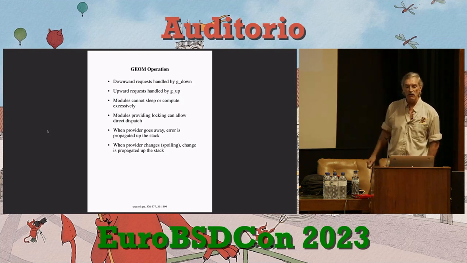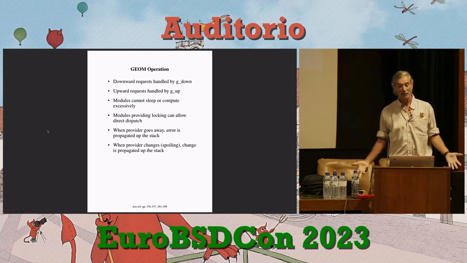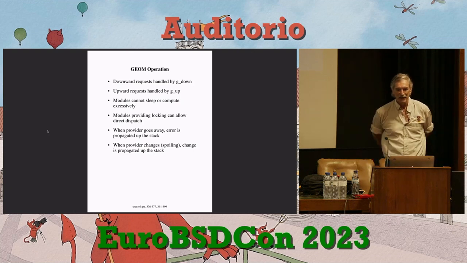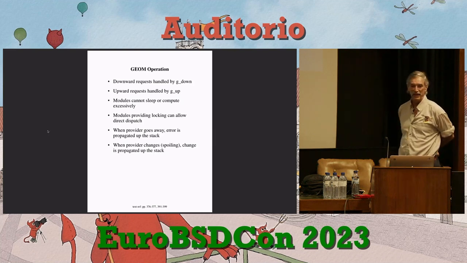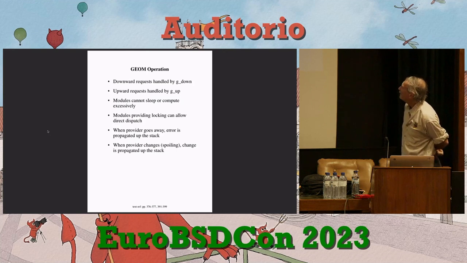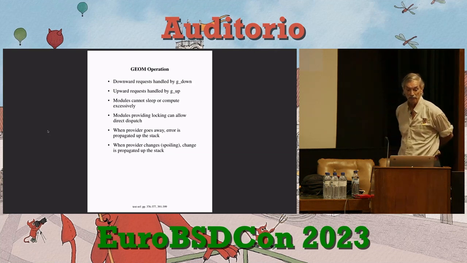Two things that came from this. One is that modules couldn't go to sleep, because if they went to sleep, they would go to sleep with the G down thread and everything would come to a screeching halt. So you really don't want to let that happen. Similarly, coming upwards, of course. And you don't want them to compute excessively. So you don't want to have one of your modules do something like encryption, because everybody else is going to wait while your block gets encrypted before anyone else is going to get to do more I/O. So again, you couldn't put things in there that needed to do a lot of CPU time.